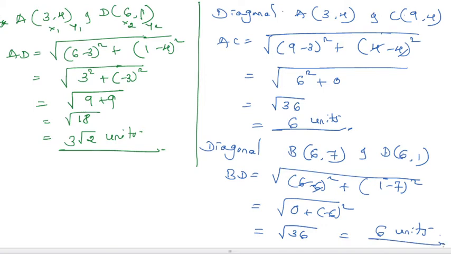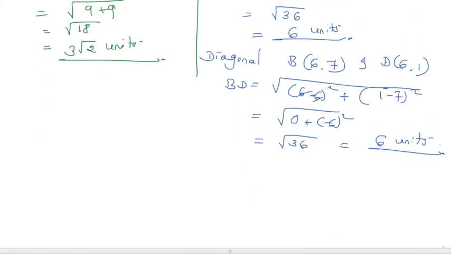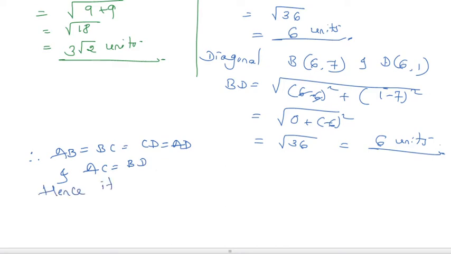Here AC is equal to BD obtained, then AB is equal to BC is equal to CD is equal to AD, all sides are equal. Hence it is a square. Therefore, AB is equal to BC is equal to CD is equal to AD and the diagonals AC is equal to BD. Hence, it is a square.